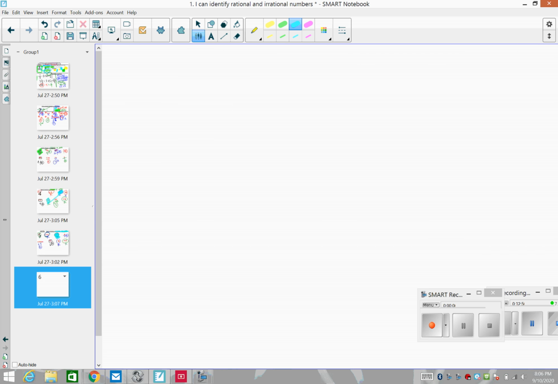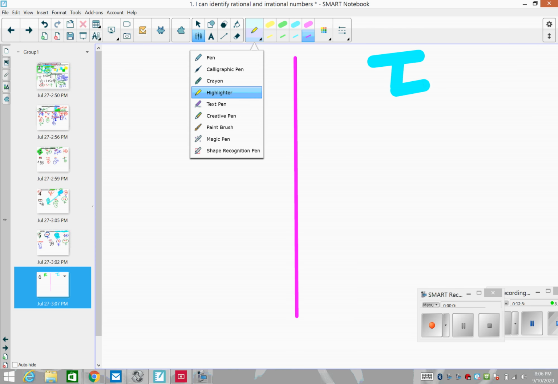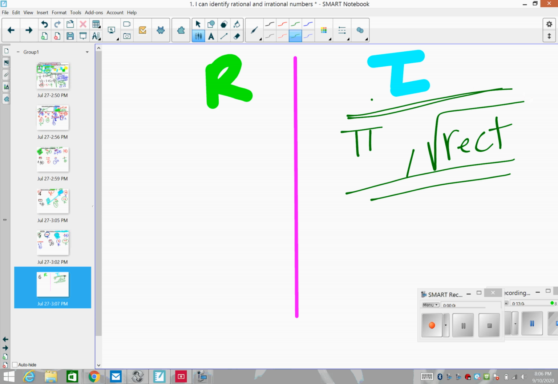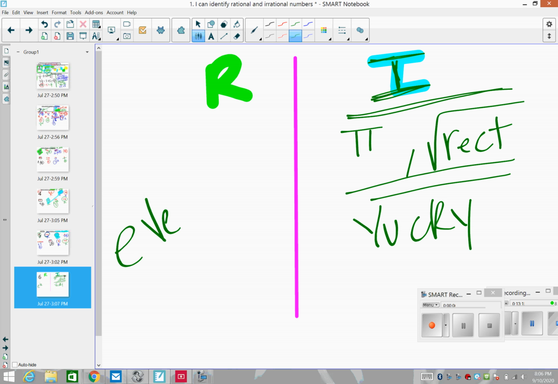So our summary for today's work basically was the difference between rational numbers and irrational numbers. Essentially, what I talked to you about in that work was that we're talking about pi and the square root of rectangles. And that is the only thing you really need to know. And those yucky decimals that don't stop, don't repeat, and so on. Everything else is on this side. Everything else is rational. That's it for today.